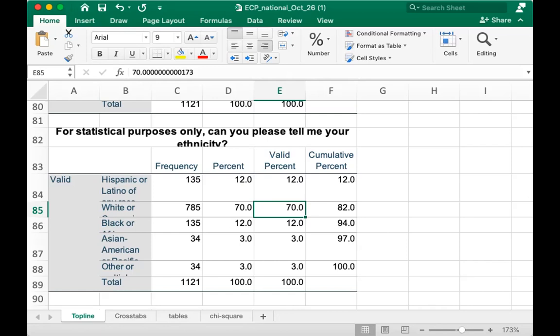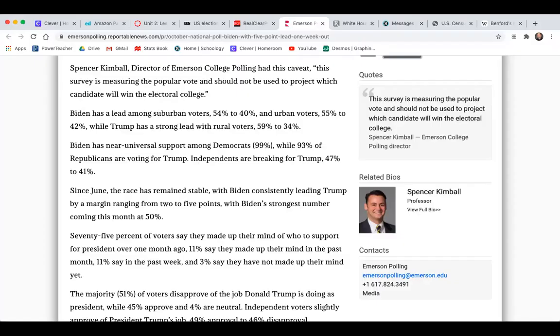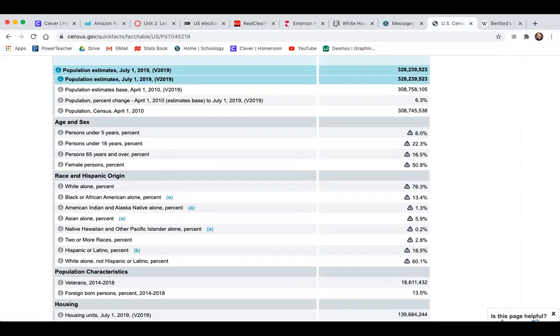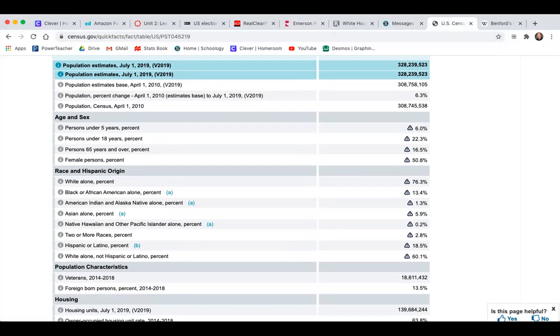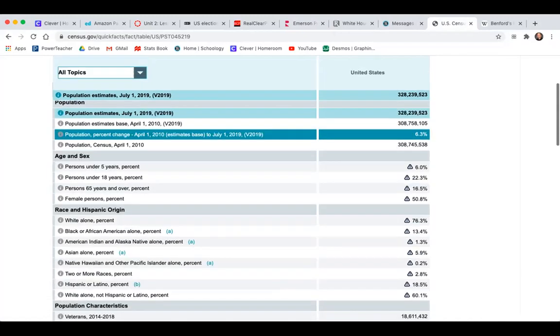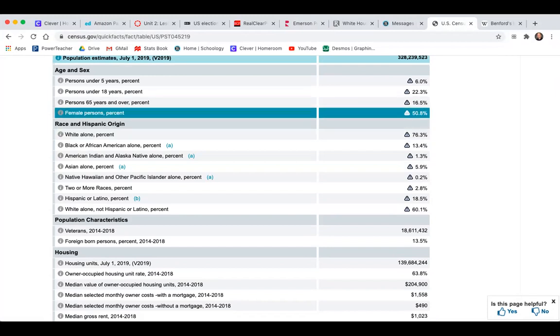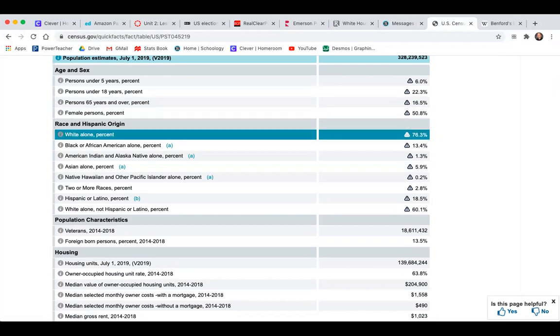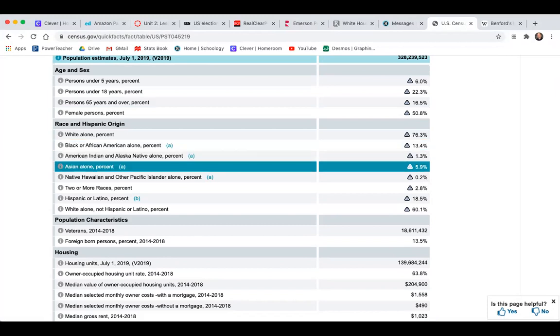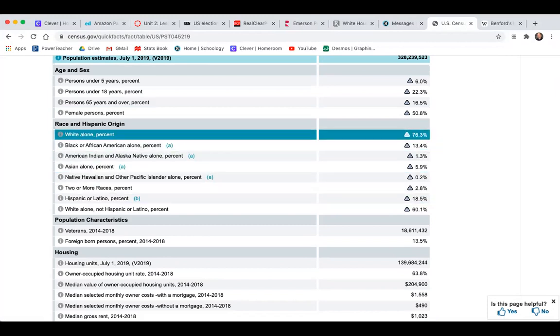What you want to do is be as representative of your population of interest as possible. So I looked up some census data and found this information. These are predictions of the United States population currently, based off of the 2010 census. It looks like 76% of Americans are white, 13% are Black or African American, and so on. Again, you want to match these things. You want to be as representative of the population as possible.